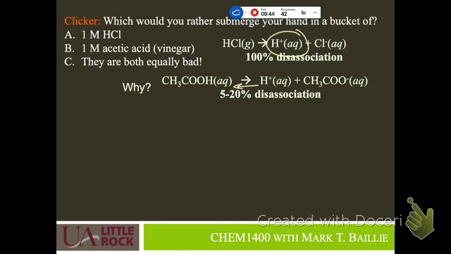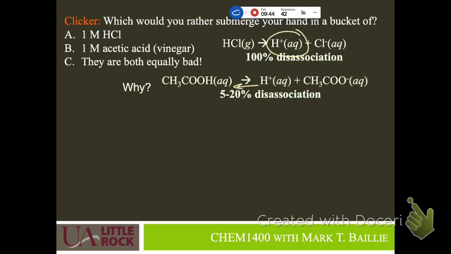Why did you say this one, Lena? Because 100% is this association. Which means? That it's 100% gonna come apart from each other. So if you have a 1 molar solution, it means that if we have 1 liter, we have a mole of H plus ions. We don't have any HCl, we only have H plus and Cl minus.